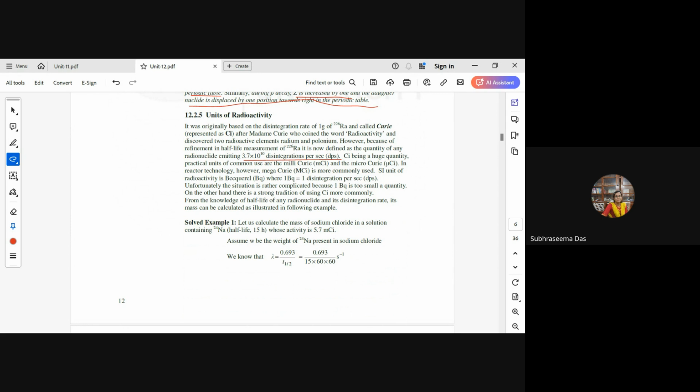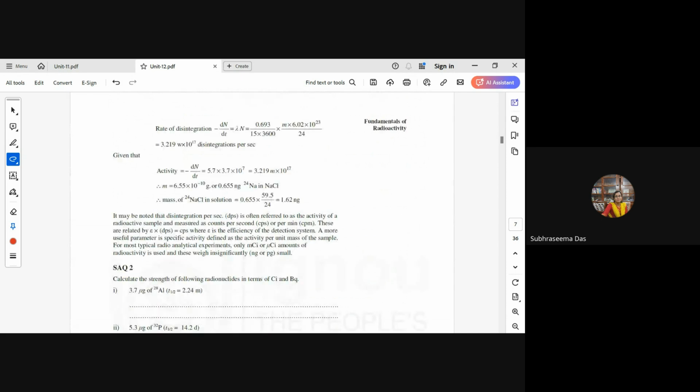The SI unit of radioactivity is the becquerel, Bq, where 1 Bq is equal to 1 disintegration per second, that is 1 Bq equals 1 dps. However, the situation was further complicated because 1 Bq is a very small quantity and there is a strong tradition of using Ci more commonly. So mostly the unit of radioactivity is measured in Ci or dps.